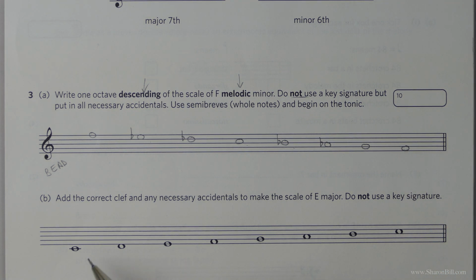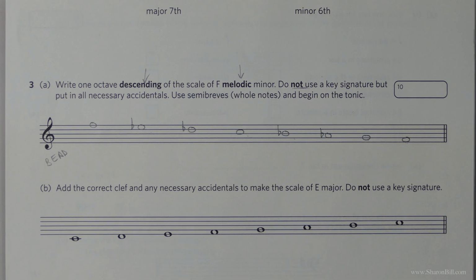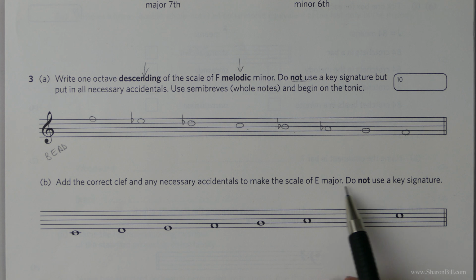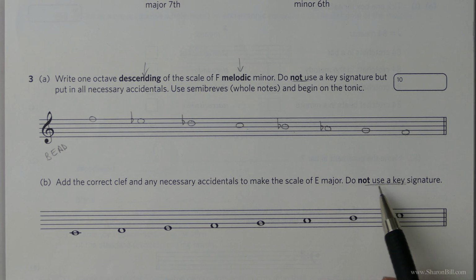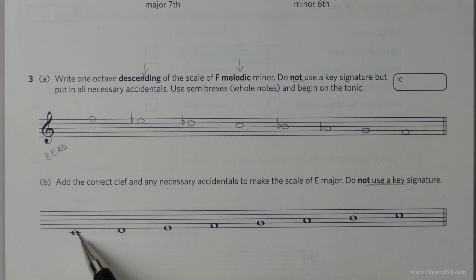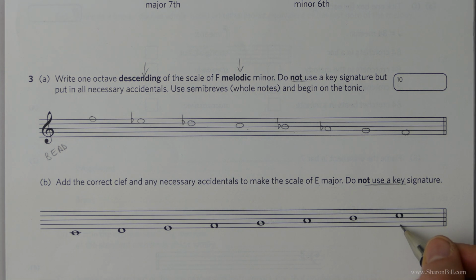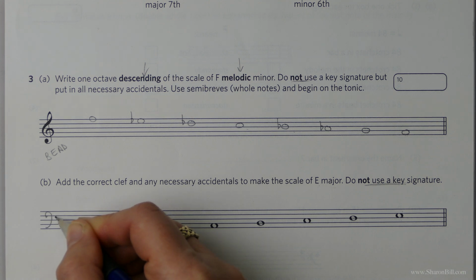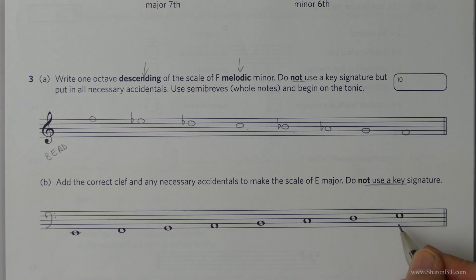Moving on to this next question, we're asked to add the correct clef and then any necessary accidentals to make the scale of E major. Again, no key signature accidentals. So E major, of course, must begin and end on E. So if you're getting a bit lost down here in the ledger lines, use the last note to help you. And we know that this must be bass clef because the space is all cows eat grass, E. So it must be bass clef. If you wrote treble clef, that would make this into a C scale, which wouldn't be right.